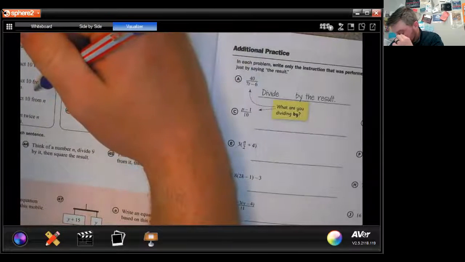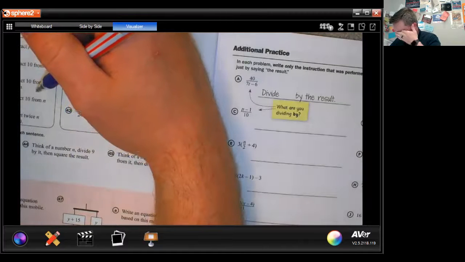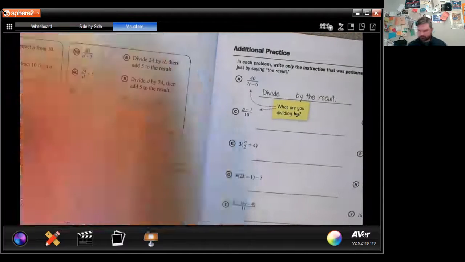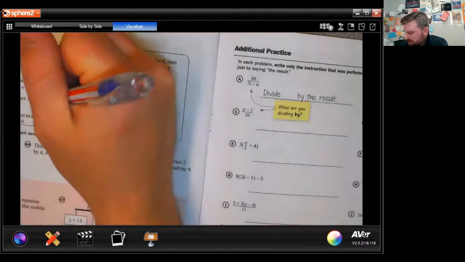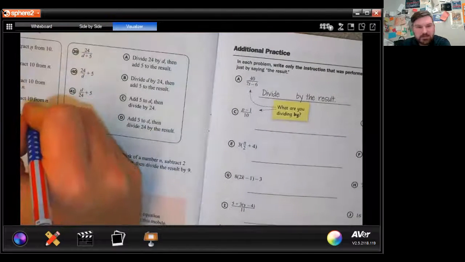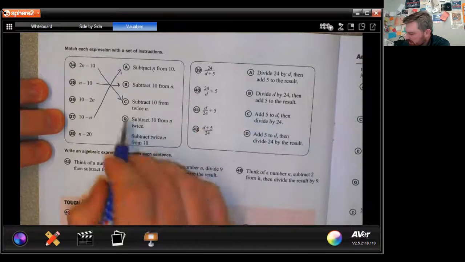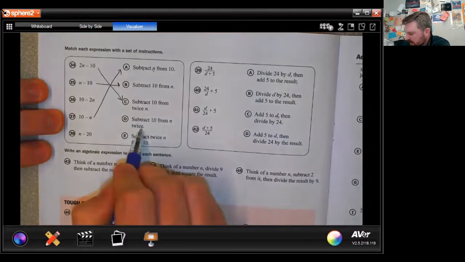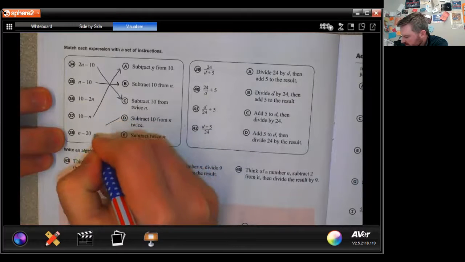Subtract 10 from n twice. So you're actually subtracting, whoop, you guys can't see that, my fault. You're actually subtracting 10 twice from n, not two n's. So you're actually subtracting 20.